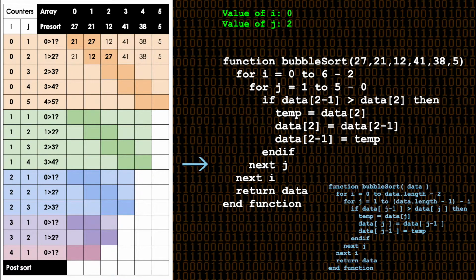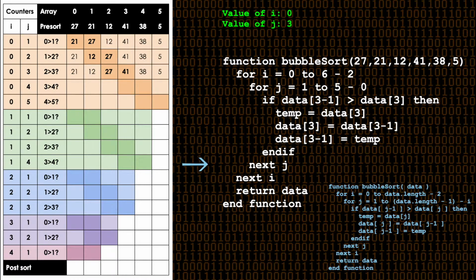Move on to the next value of j. The next value of j is 3. So this time we're checking if what's in the element before, which will be 2, is bigger than what's in element 3. So 27's in element 2, 41's in element 3. 27 is not bigger than 41, of course, so we don't go into that if statement, we don't swap them around, we leave them as they are. This is one of the inefficiencies of the bubble sort. Sometimes nothing will happen, there'll be no actions taken.